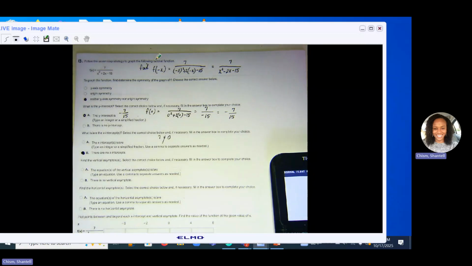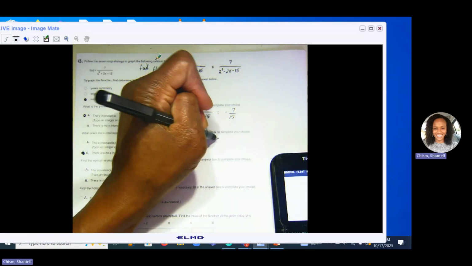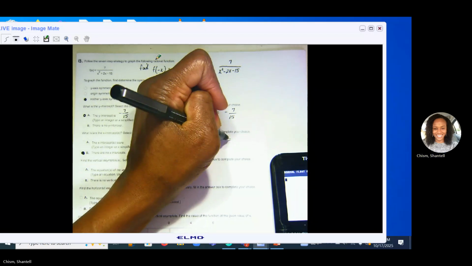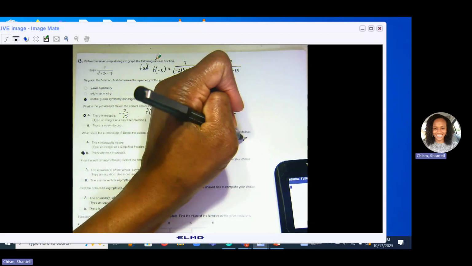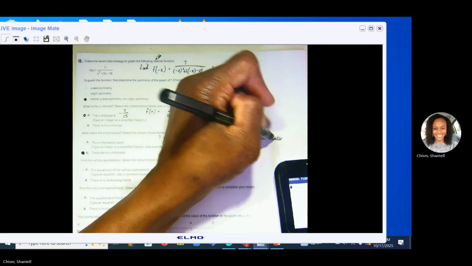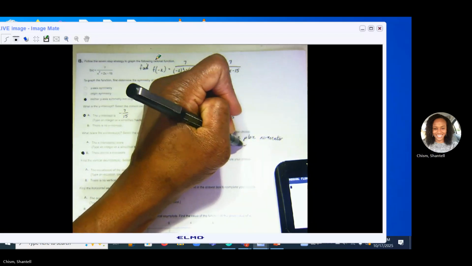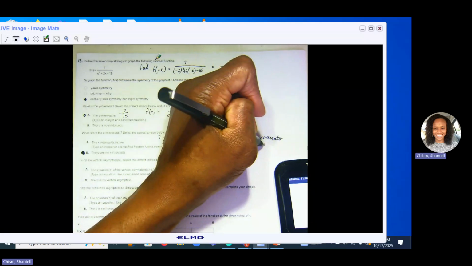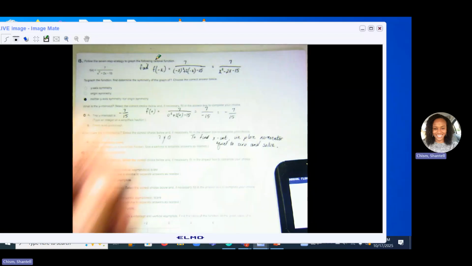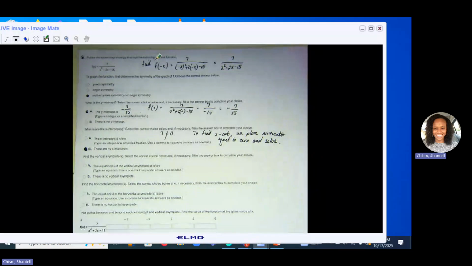So remember, to find x-intercepts, we place the numerator equal to 0 and we solve. But in this case, the numerator was just a constant, so there was nothing to solve. So there are no x-intercepts.